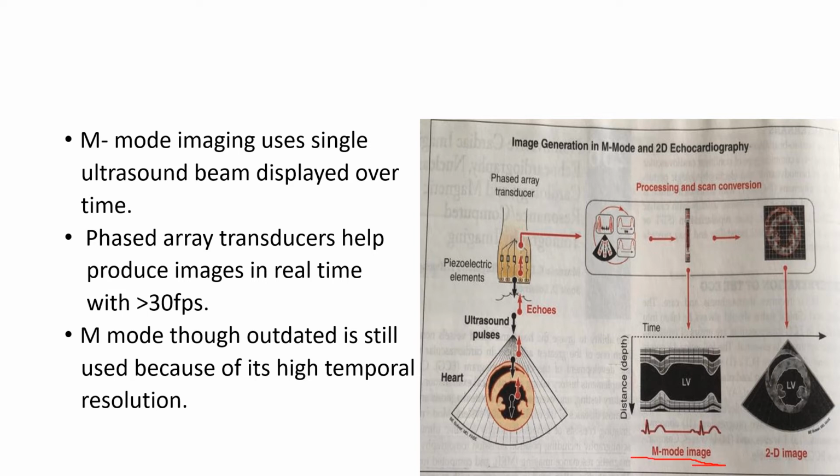as seen in this image here. With modern technology, multiple phased array transducers are used, and they produce images in real time with frame rates greater than 30 fps, sometimes going up to 100 fps. The M-mode, even though outdated, is still occasionally used because of its high temporal resolution.